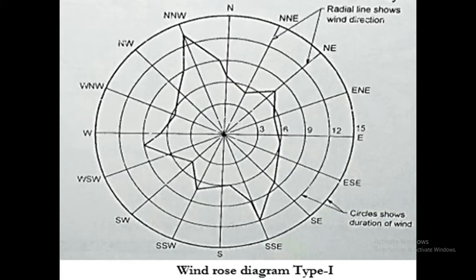So this figure shows the Windrose diagram type 1. What is a type 1 Windrose diagram? Windrose diagram can be plotted by type 1 showing direction and duration of wind. In the Windrose diagram plotted by type 1, the radial lines represent the wind direction and each concentric circle, which is nothing but a circle with common center, indicates the duration of wind to a certain scale.